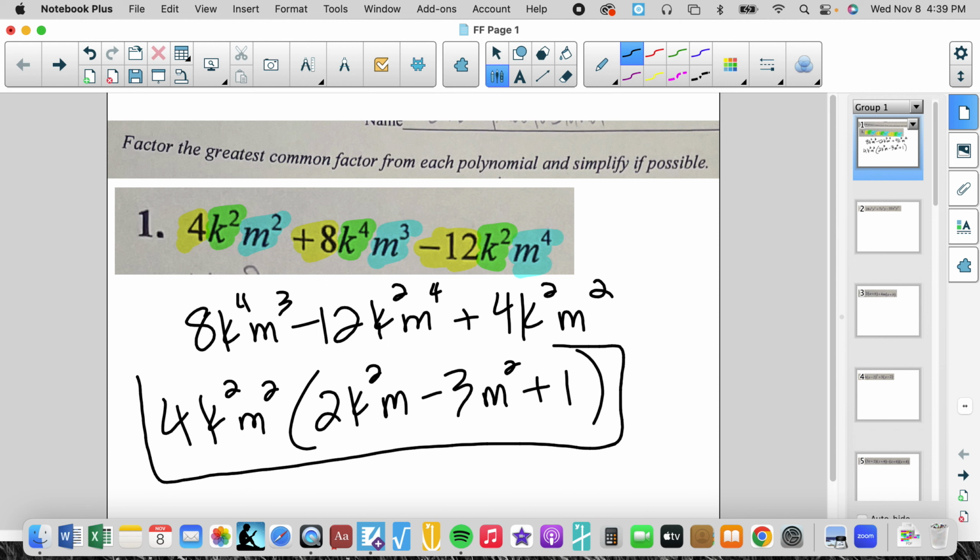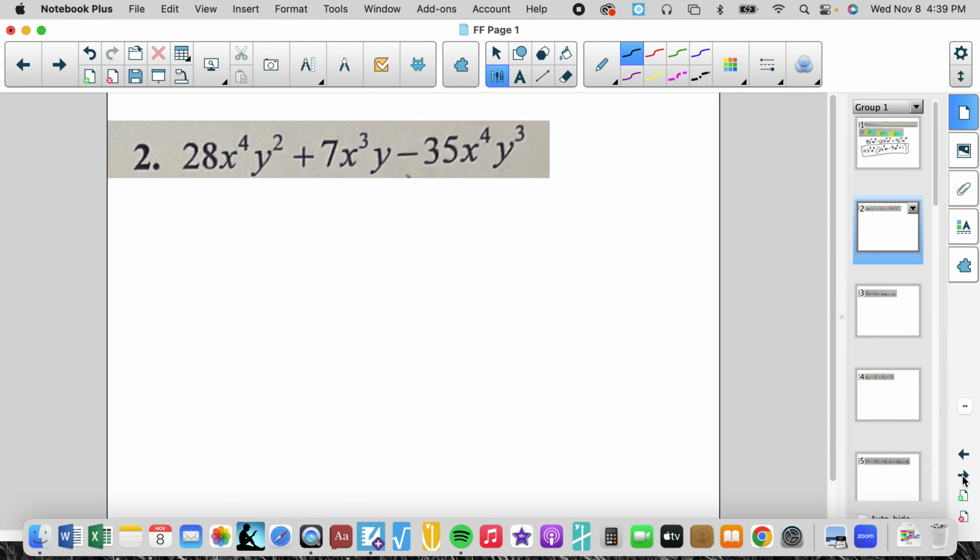So this would be the answer, and this is completely factored. We can't factor what's inside the parentheses. And notice again, inside our parentheses is in standard form also.